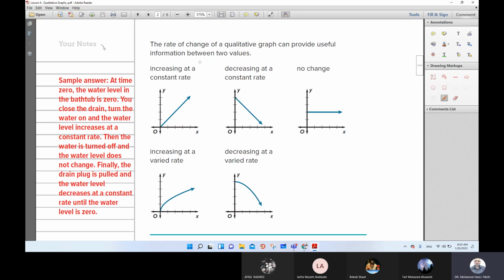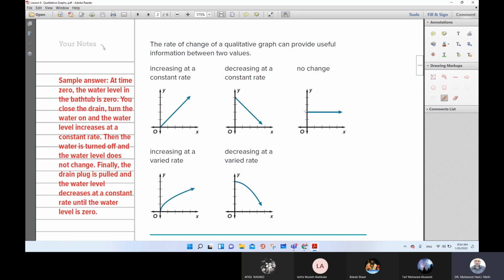The rate of change of a qualitative graph can provide useful information between two values. As you see in this graph, here we have a line, and the line goes up, which means increasing at a constant rate. In the second graph, we have a line that goes down, which means decreasing at a constant rate.